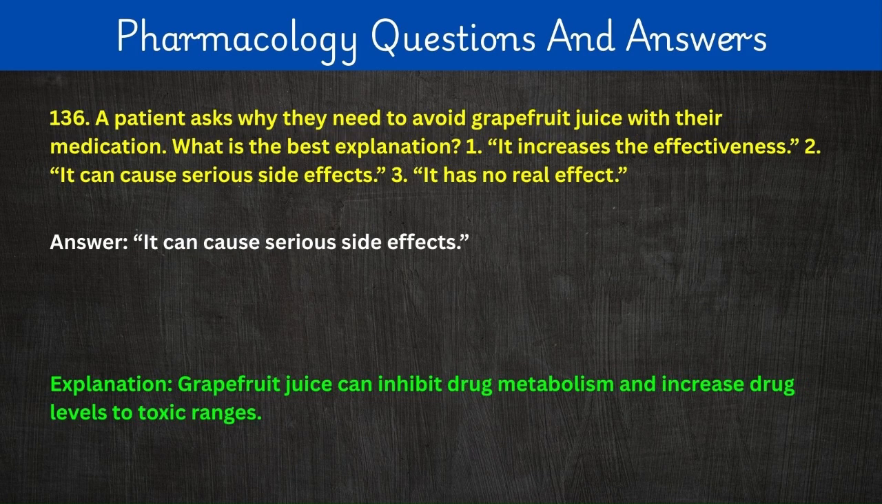136. A patient asks why they need to avoid grapefruit juice with their medication. What is the best explanation? 1. It increases the effectiveness. 2. It can cause serious side effects. 3. It has no real effect. Answer: it can cause serious side effects. Explanation: grapefruit juice can inhibit drug metabolism and increase drug levels to toxic ranges.